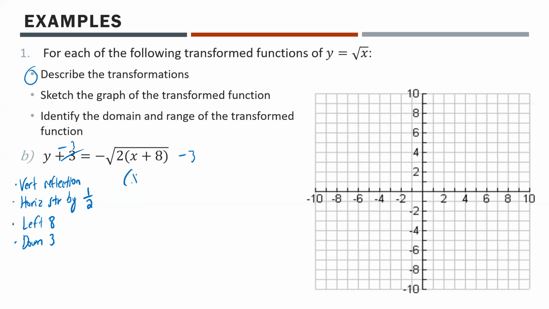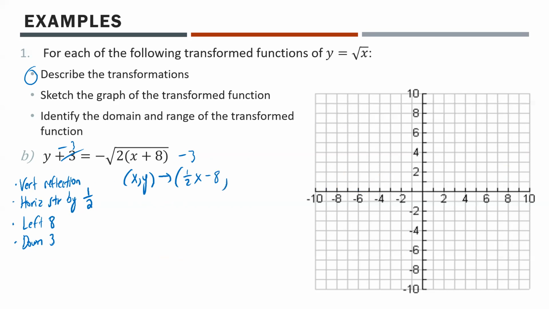So I'm going to start by writing my mapping notation. This is x, y becomes, think about what's happening to your x. Use what you wrote in words. The stuff that's happening to x is the horizontal stuff. So horizontal stretch by 1/2. So it's going to be 1/2 x. And we're going left 8. I know how backwards this is going to sound, but that means we got to go -8.